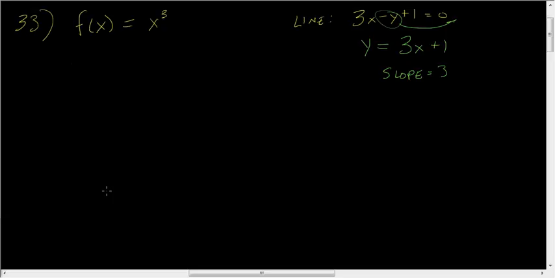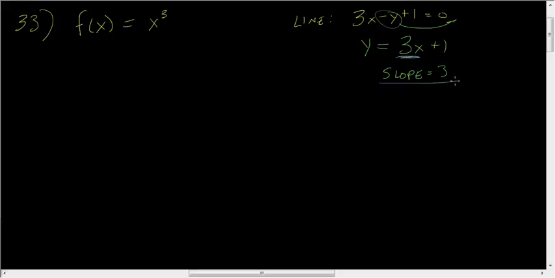Number 33 tells us to find an equation of the line that is tangent to the graph of f and parallel to the given line. And so our f is x cubed, and our line is 3x minus y plus 1 equals 0. Now, I'm going to start this a little differently than I did in class, but solve for y, and that way you have the slope-intercept form of a line. And so our slope is 3, and that gives us a place to work towards.